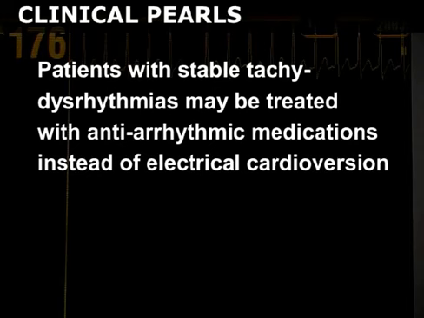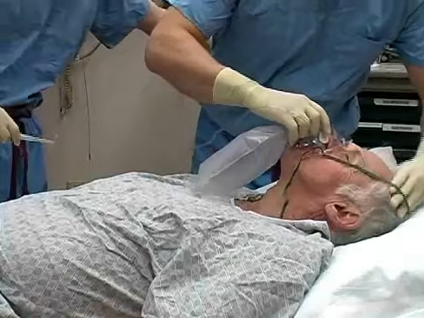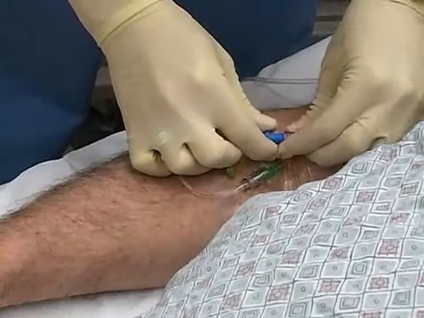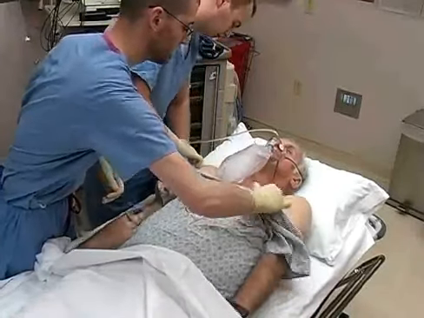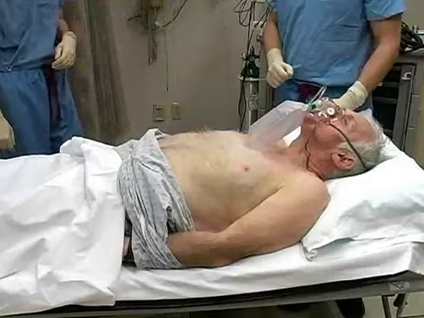In many situations, patients with stable tachydysrhythmias may be treated with antiarrhythmic medications instead of electrical cardioversion. The use of these medications is beyond the scope of this video. Prior to cardioversiyon, place the patient on oxygen and establish an intravenous line. Expose the patient's chest so that the monitor leads and defibrillation pads may be easily attached.